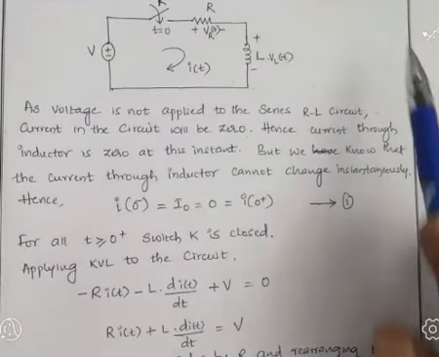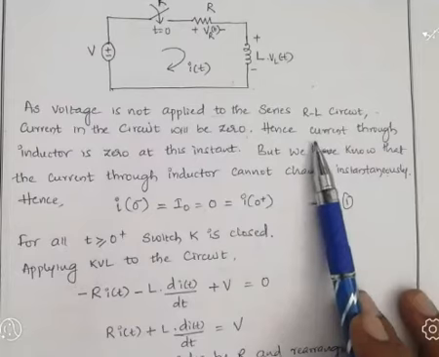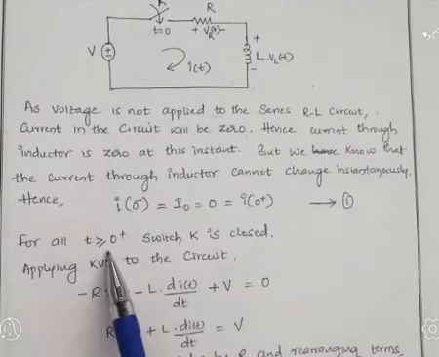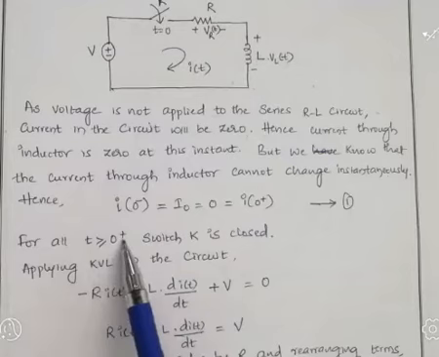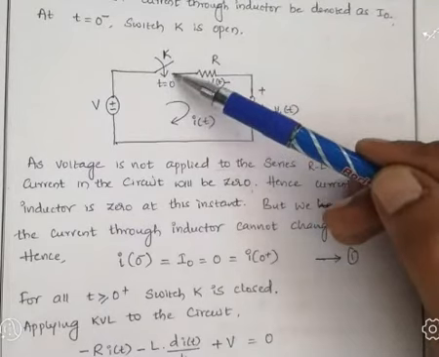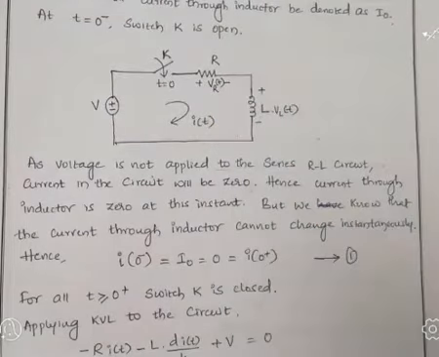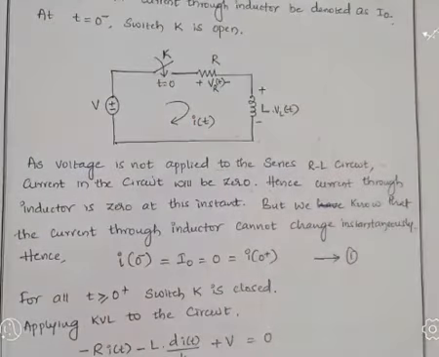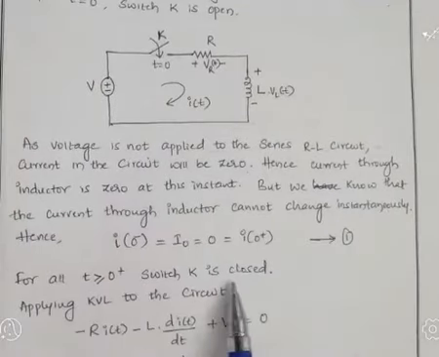Now, whatever we discussed up to here is before the switch, the initial condition. Now, if the switch occurs, for t greater than or equal to 0 plus, that is, at time t equal to 0 plus or later, what happens? Switch K is closed. There is a connection between the two ends. Now apply KVL to the circuit when the switch is closed.